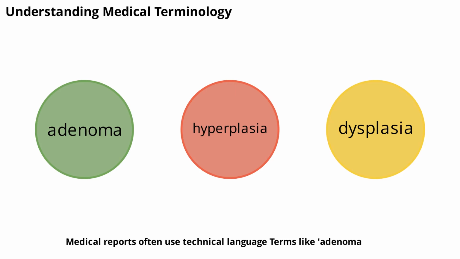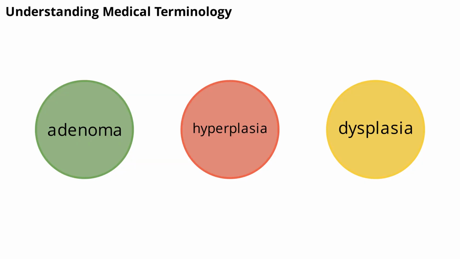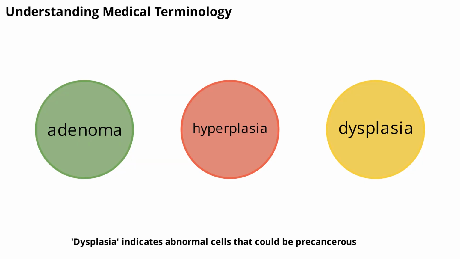Medical reports often use technical language. Terms like adenoma, hyperplasia, or dysplasia may appear. Adenoma refers to a type of polyp that can sometimes become cancerous. Hyperplasia means an increase in cell number, usually benign. Dysplasia indicates abnormal cells that could be precancerous. Familiarizing yourself with these terms will help you better understand your report.